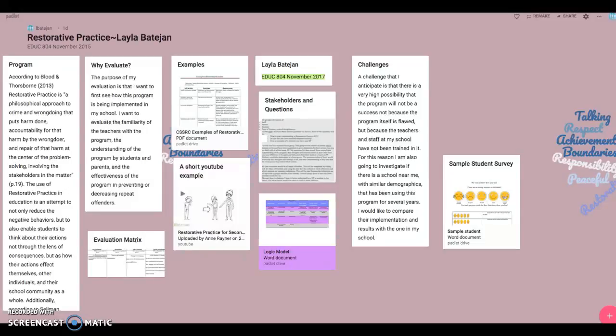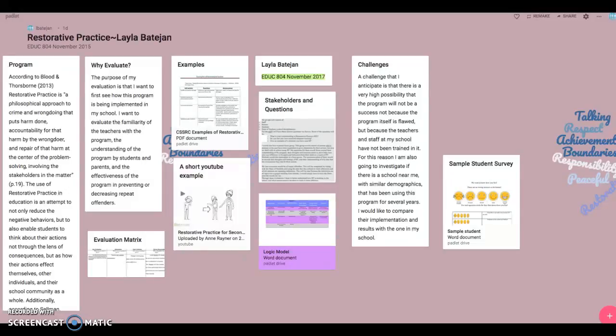Some of the challenges I anticipate and the concerns that I have is that there's a very high probability that for my school this year, this program will not be a success. And that is not because of restorative practice itself, but it's because the teachers and staff at my school have not been trained at it. Unfortunately, the principal and assistant principal talked a lot about it, but then kind of left it on the table and never really talked to the staff about what it looked like and how to implement it.